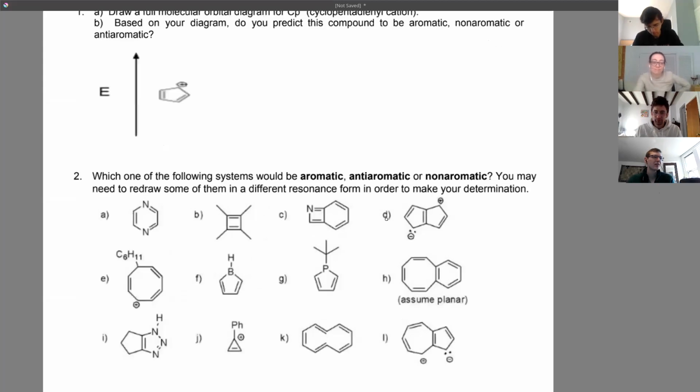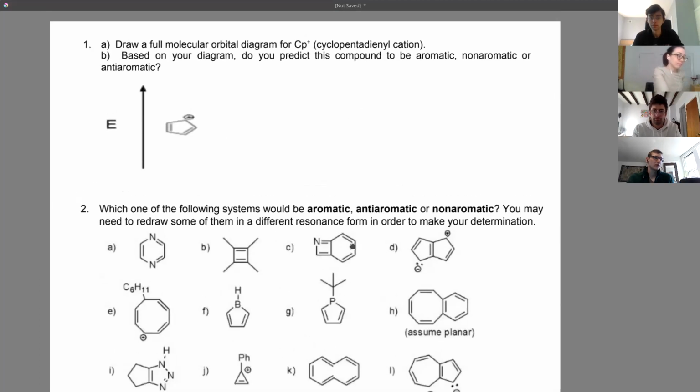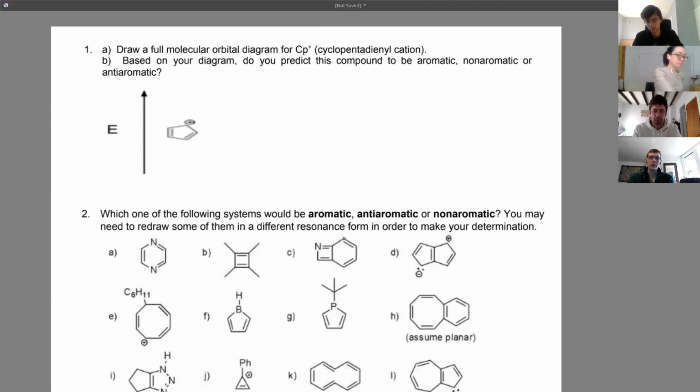Okay, sounds good. So, all right, well then let's look at it. This first one, if I heard correctly, I think you guys said anti-aromatic. Is that the case?